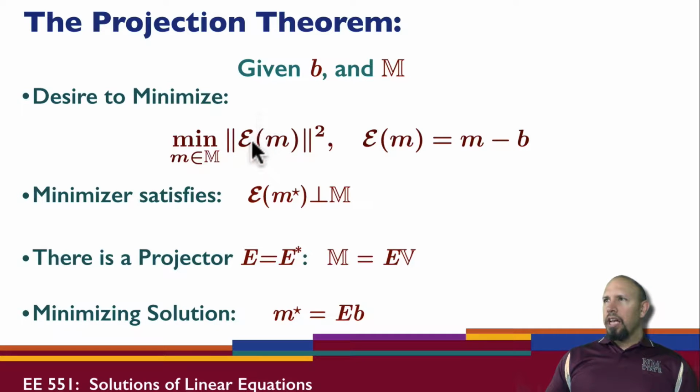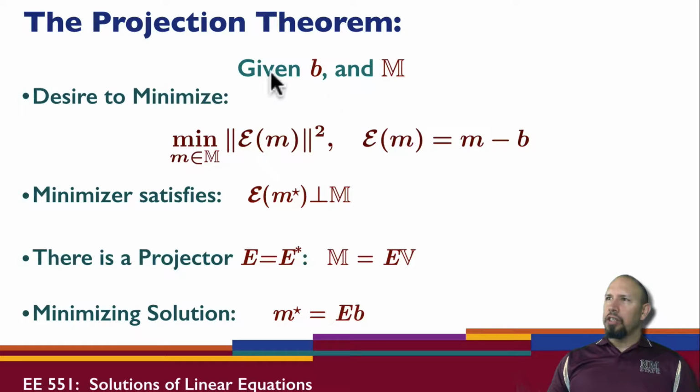M can be thought of as being A times X for some value of X. The minimizer to this minimization problem is going to be orthogonal to M. The error is orthogonal to M. So we have seen that already. M star is such that the error is orthogonal to M. And as a result, there is a projector that maps the entire vector space onto M. And the minimizing solution, M star, is equal to that projector times B. Okay? This is the thing that we're looking at.